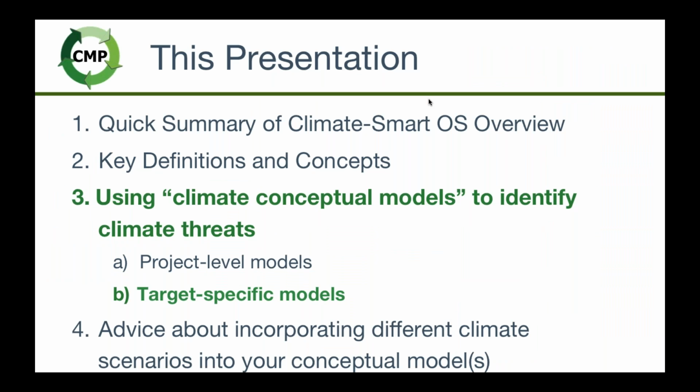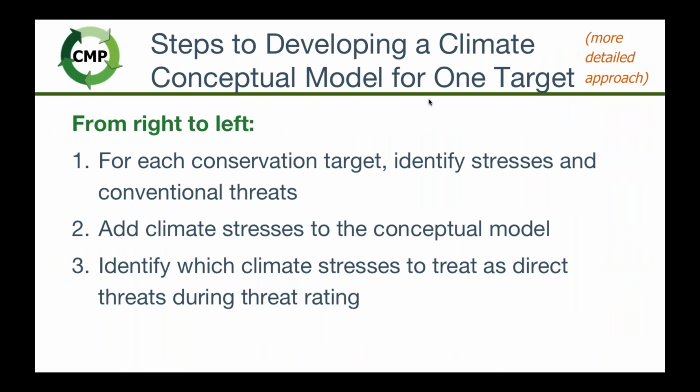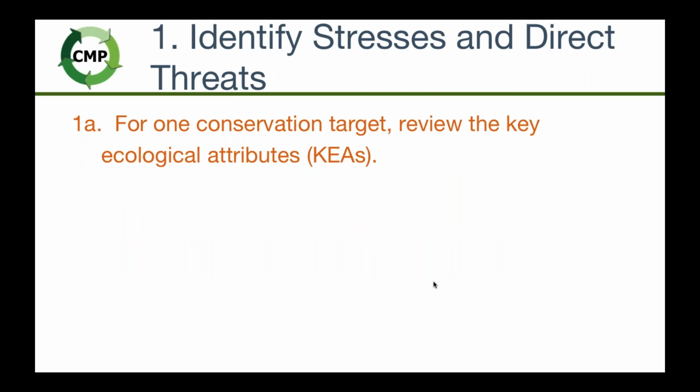Okay. Excellent. Okay, let me keep going so that I show you guys the target specific models. So this is a more detailed approach, and I think it's helpful for certain teams that are more detail oriented. So a lot of the steps are the same. You start with your conservation target, but then for each of your conservation targets, you identify your stresses and conventional threats on a separate page, and then add the climate stresses to the conceptual model and identify which climate stresses to treat as direct threats. So let me just show you guys an example. I think it's going to be clearer.